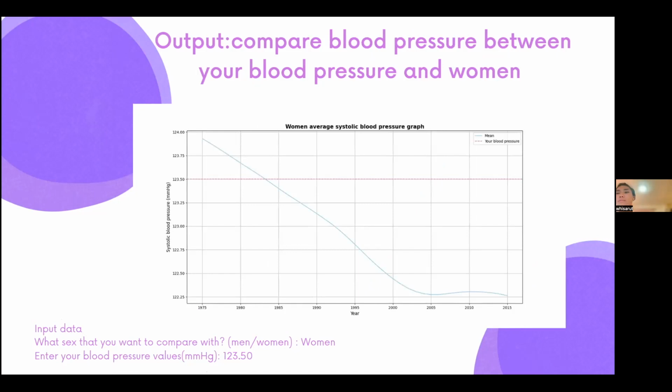Next is the same as the first graph, but the sex is a woman. It asks you again what sex you want to compare with, men or women. This graph is women average. And you need to enter your blood pressure value again. From this picture, it is 120.5.